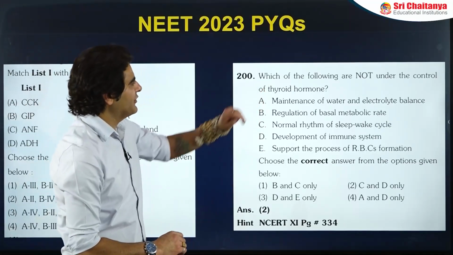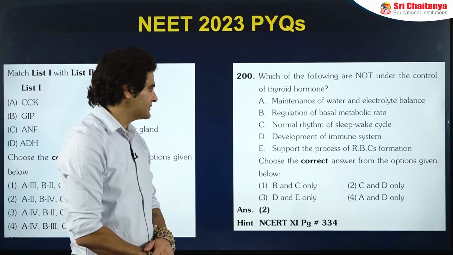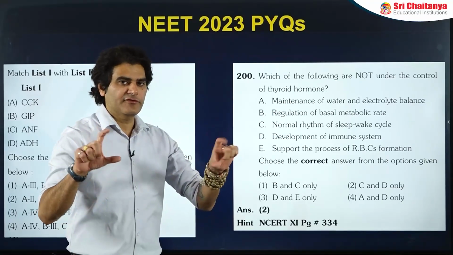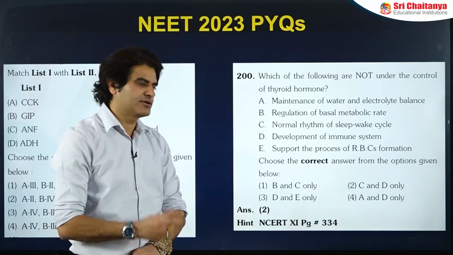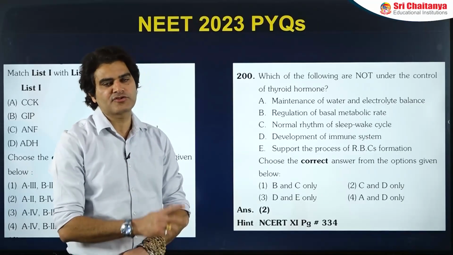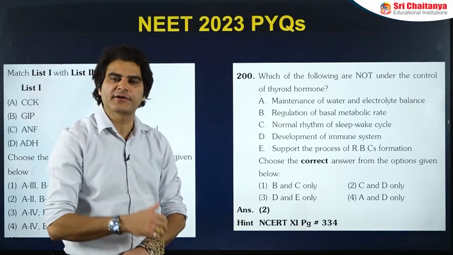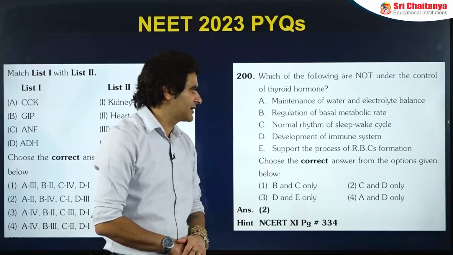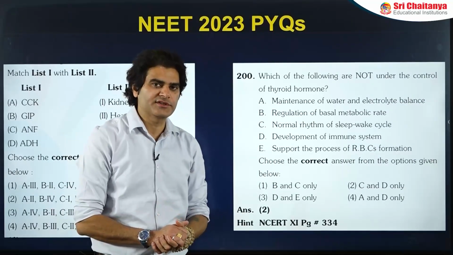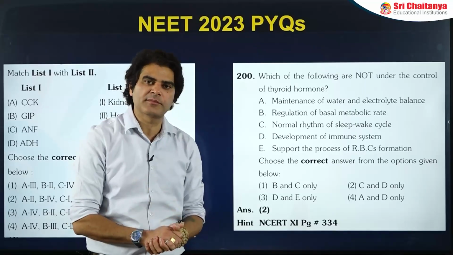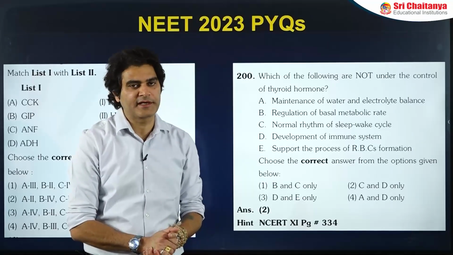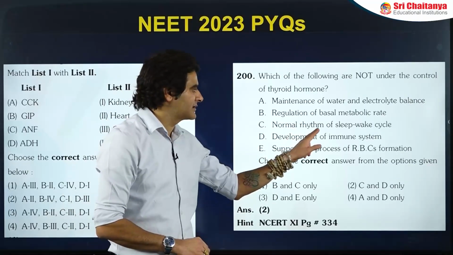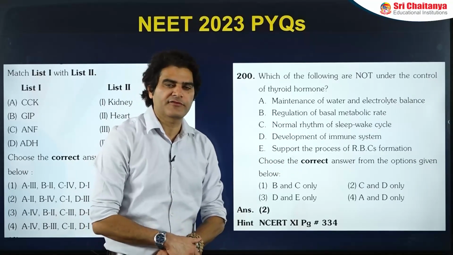Which of the following are not under the control of thyroid hormones? Maintenance of water and electrolyte balance. As per NCERT, there is a complete list of actions of T3 and T4, the two hormones produced from thyroid gland, triiodothyronine and tetraiodothyronine. So T3 and T4, both of them help in maintaining water and electrolyte balance by controlling protein synthesis in the body. They maintain the osmolarity of the blood. Along with osmolarity, they will also help in maintaining the water level in the blood. Regulation of basal metabolic rate, normal rhythm of sleep-wake cycle. No, that is not a function of T3, T4.